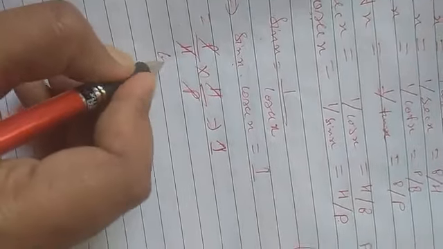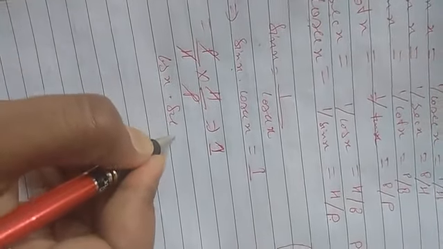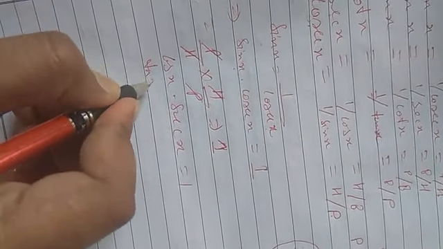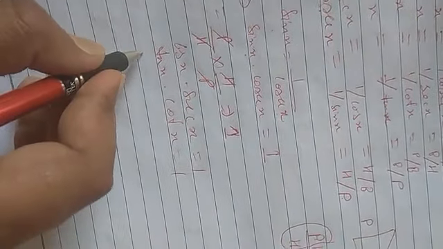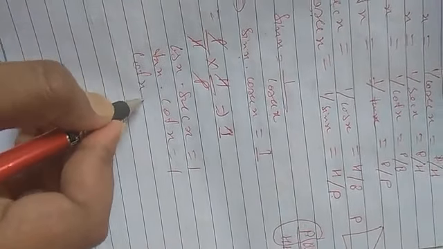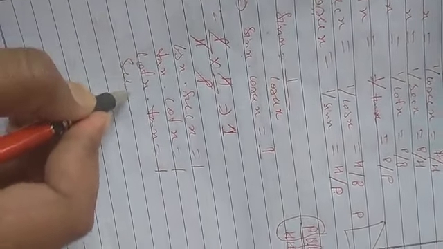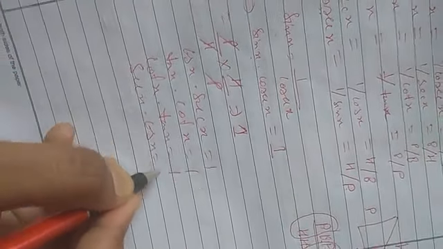This will lead to some more results: cos x dot sec x equals 1. Tan x dot cot x equals 1. Cot x dot tan x equals 1. Sec x dot cos x equals 1.